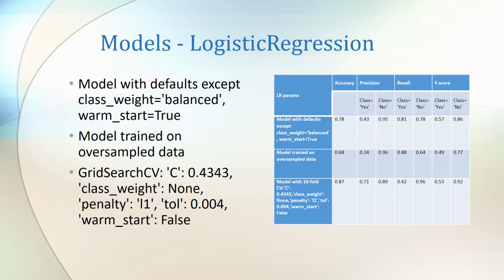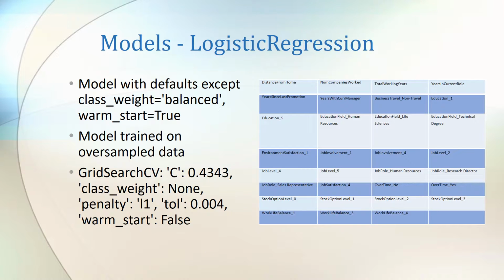Now let's look at the variables that it takes into account for giving us these predictions. We see some familiar variables like distance from home, years in current role, years since last promotion, job involvement, environment satisfaction, job level, then stock option level, overtime, work-life balance. These are variables that you would intuitively think to be affecting the employee's decision whether to stay or not in the company. This seems to be more in tune with human intuition.